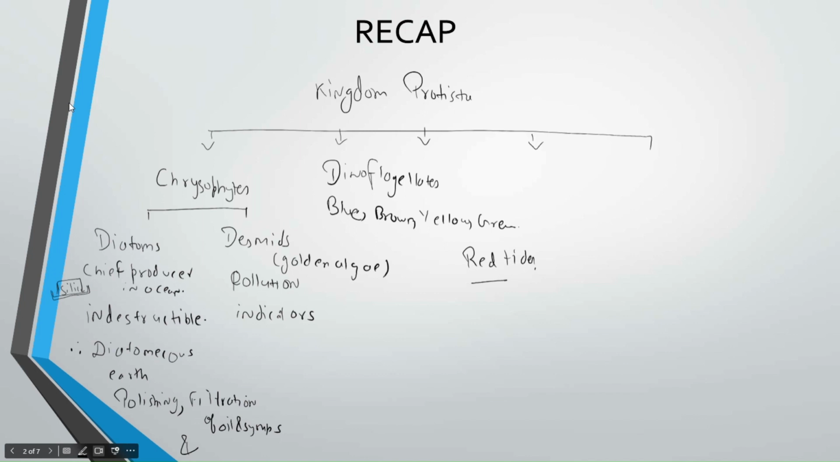However, chrysophytes are found in both marine and freshwater. And as dinoflagellates cause red tides, they are also responsible for causing death of various marine organisms, as they release certain toxins harmful for marine animals as well as fishes.